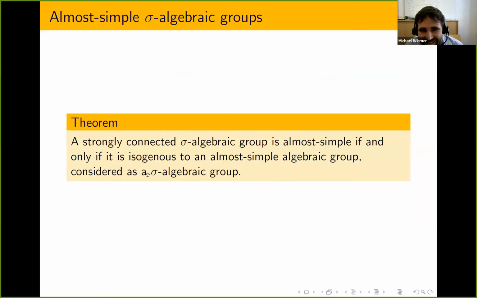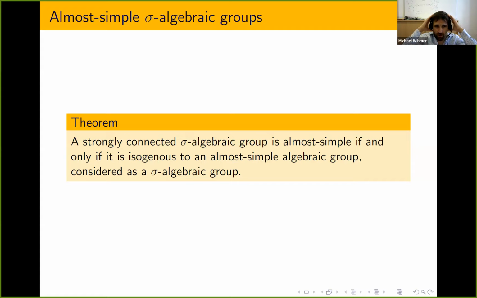Okay, so previously I already said that the almost simple algebraic groups, we completely know what they are. And so you can think of an algebraic group as a difference algebraic group. And if you take an almost simple algebraic group and think of it as a difference algebraic group, it will be almost simple as a difference algebraic group. So this gives you examples of almost simple difference algebraic groups. And the theorem says, more or less, that up to difference dimension zero, those are the only examples. Any almost simple difference algebraic group is isogenous to an almost simple algebraic group. So essentially, they're all coming from algebraic groups.